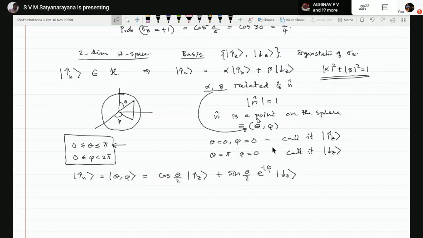Sir, at theta equal to 0 and theta equal to pi, phi is always 0, right? Okay. So, if we use only theta, can we write this thing? Yeah, I think so.